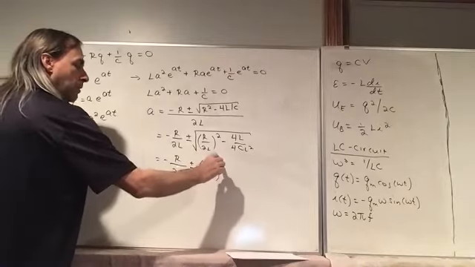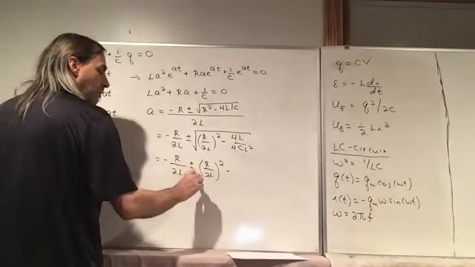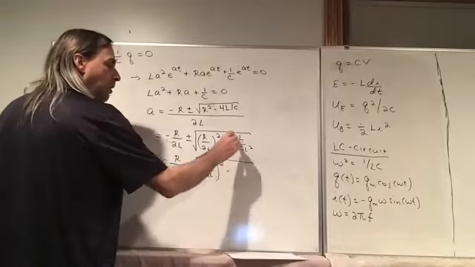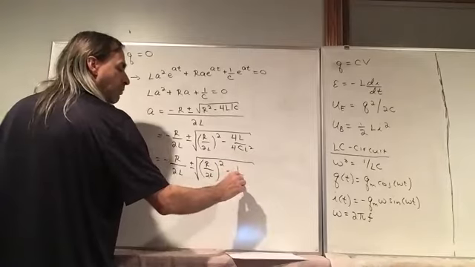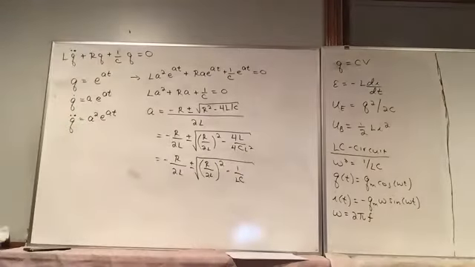Let's do this. So here we have 1 over LC. Might look familiar, that's the oscillating circuit, that's omega. And yeah, so we have two answers for A. One positive and one negative.